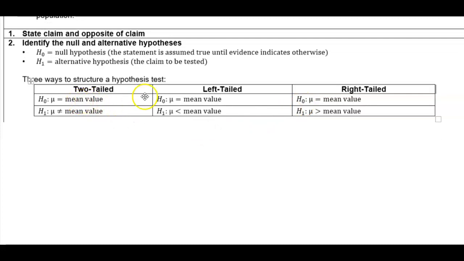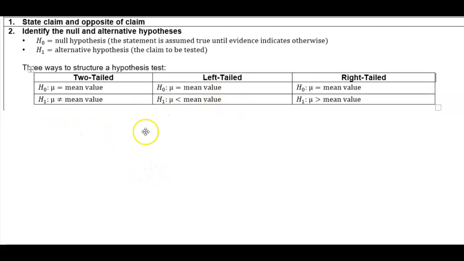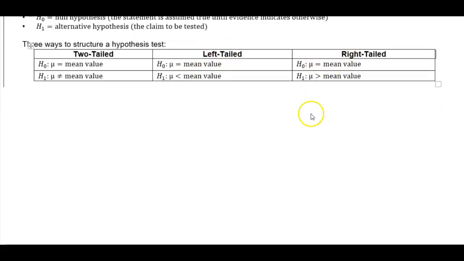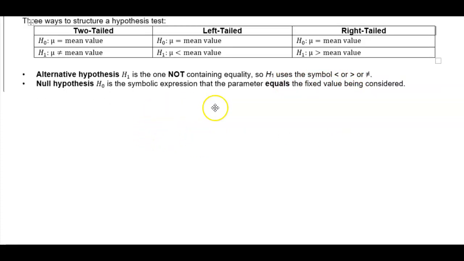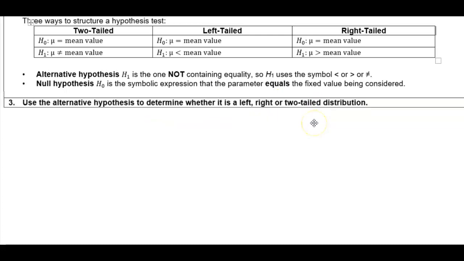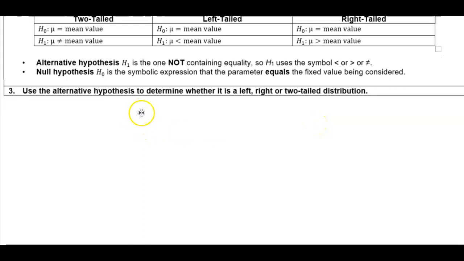We know the null is always going to have the equality, and it's going to equal a mean value. And then the alternative for the two-tailed has a not equals, the left-tailed has a less than, and the right-tailed has a greater than. So again, the alternative hypothesis is the one not containing equality, so the alternative uses the symbols less than, greater than, or not equal to. The null hypothesis is a symbolic expression that the parameter equals the fixed value being considered. Step 3, we're going to use the alternative hypothesis to determine whether it is a left, right, or two-tailed distribution.